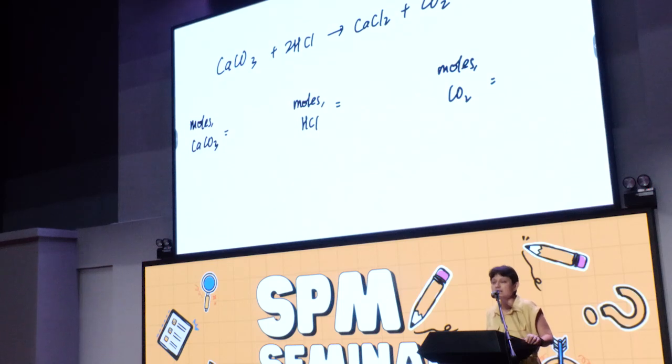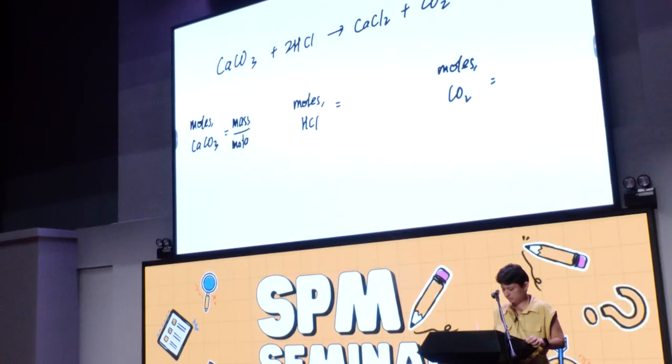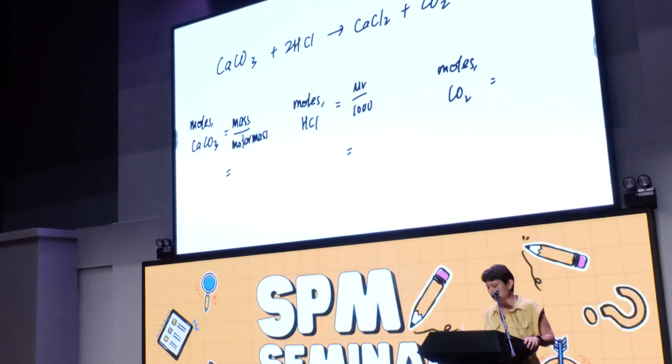Okay, done? Sudah? Bilangan mol untuk calcium carbonate, it's same as just now. Jisim bahagi jisim molar. Jisim molar pun sama dengan tadi, 100. Mass over molar mass, okay? Untuk bilangan mol hydrochloric acid, you need to use MV over 1,000. Okay, quick. Those who have done, who found the amount of moles of this and this, tell me the amount of moles of carbon dioxide.